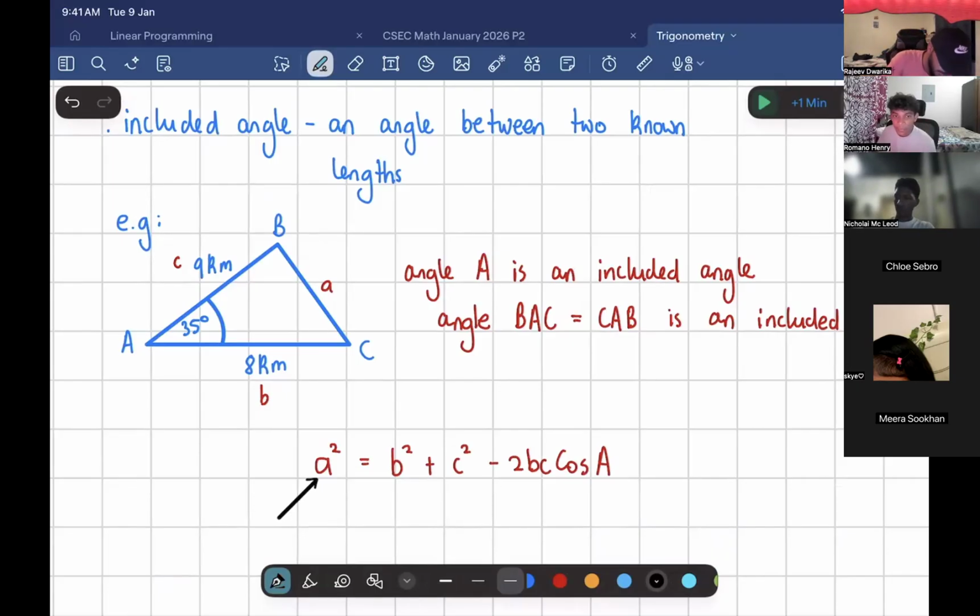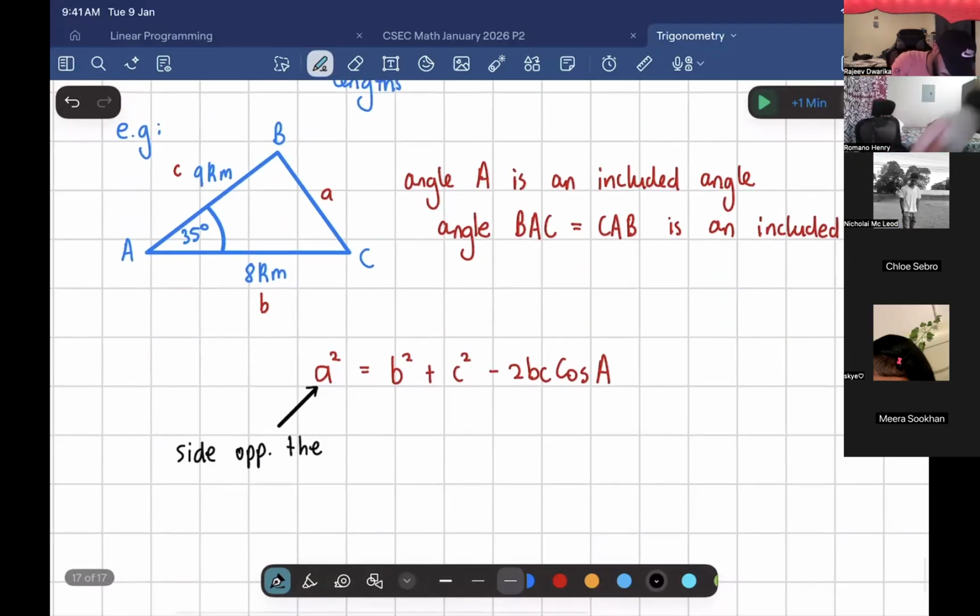Now let me just generalize this for you guys. Whatever is opposite the included angle, you're going to put over here. So I will say: side opposite the included angle. I'm just generalizing it for you guys. Side opposite the included angle.